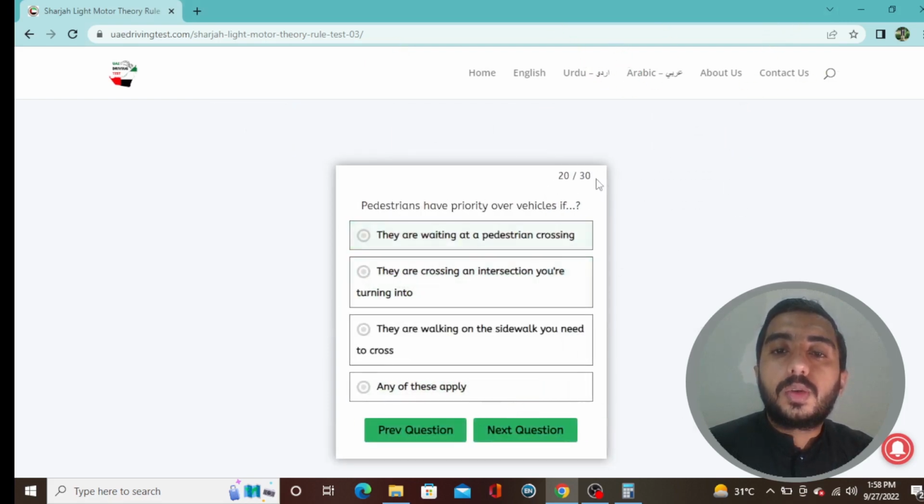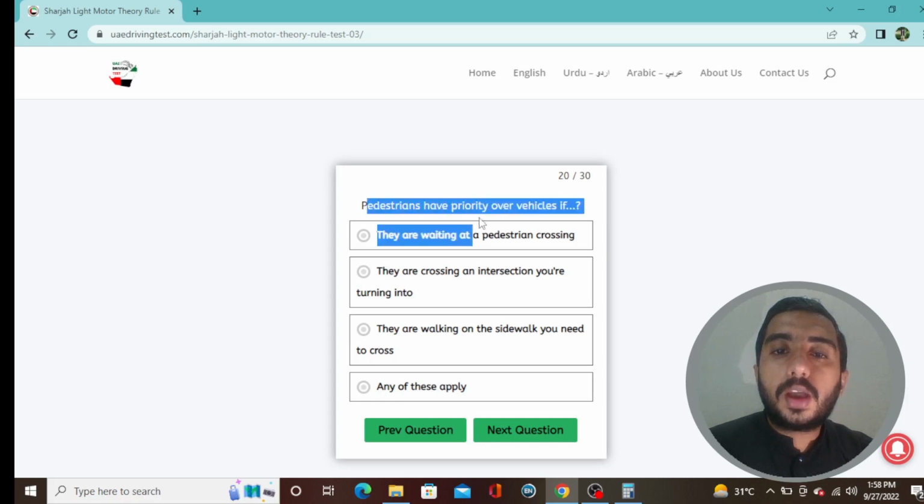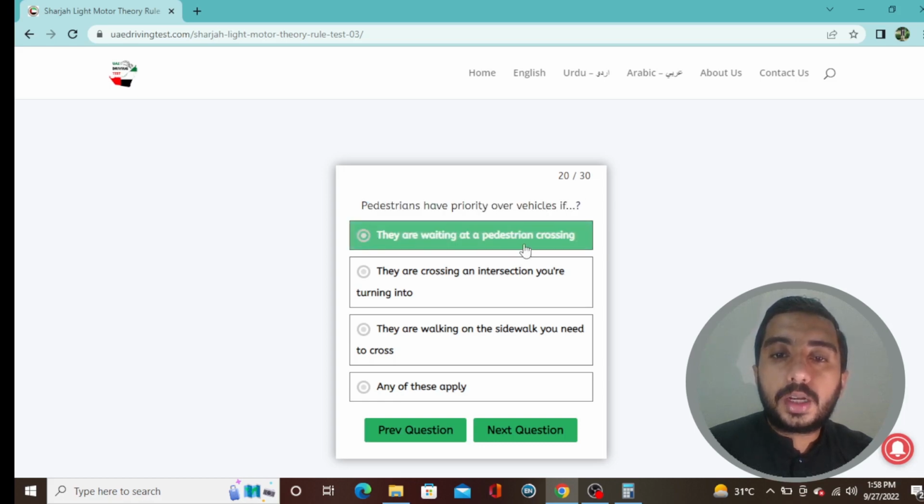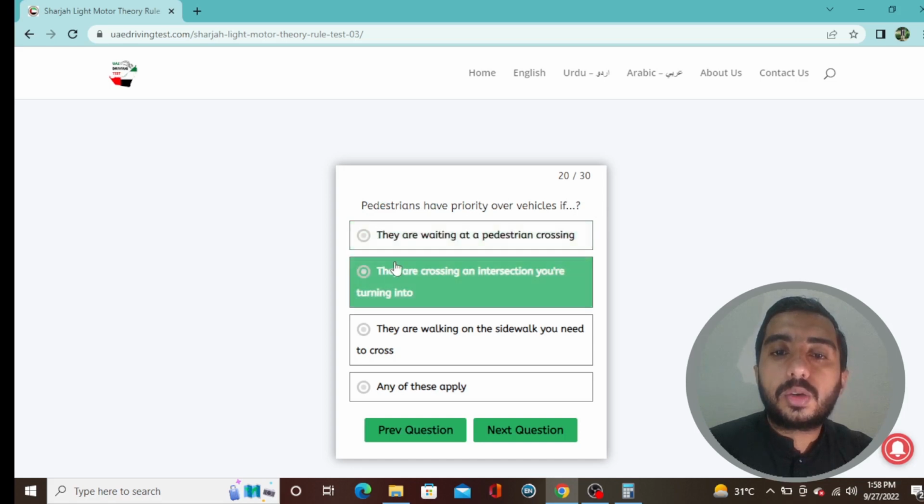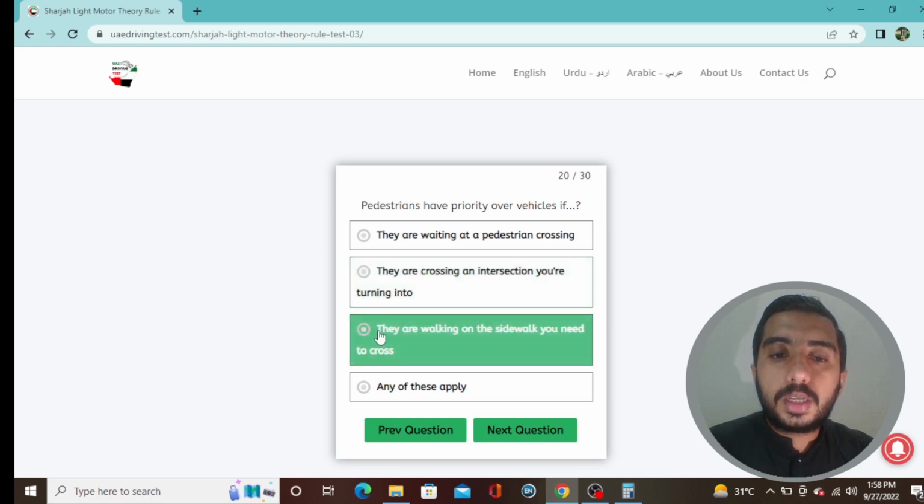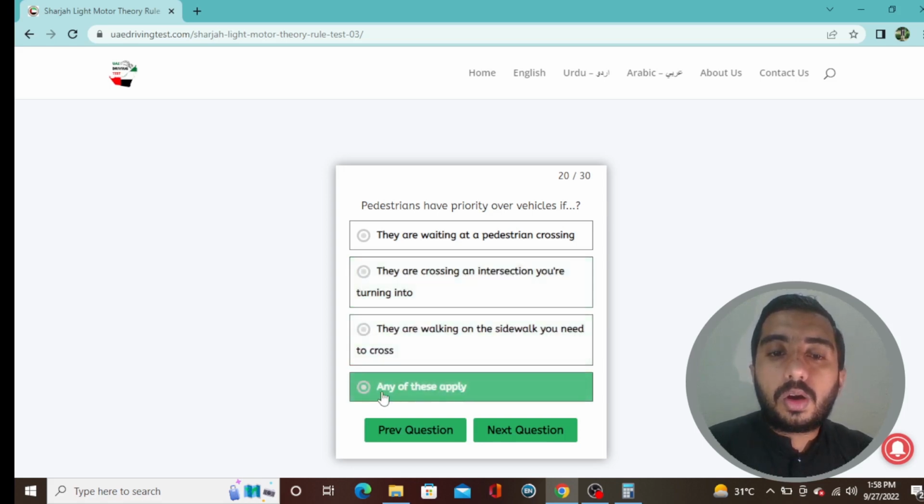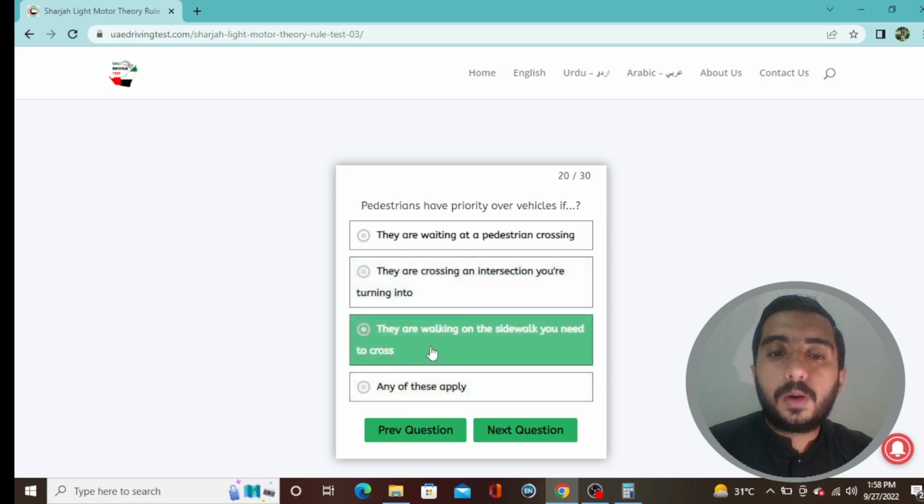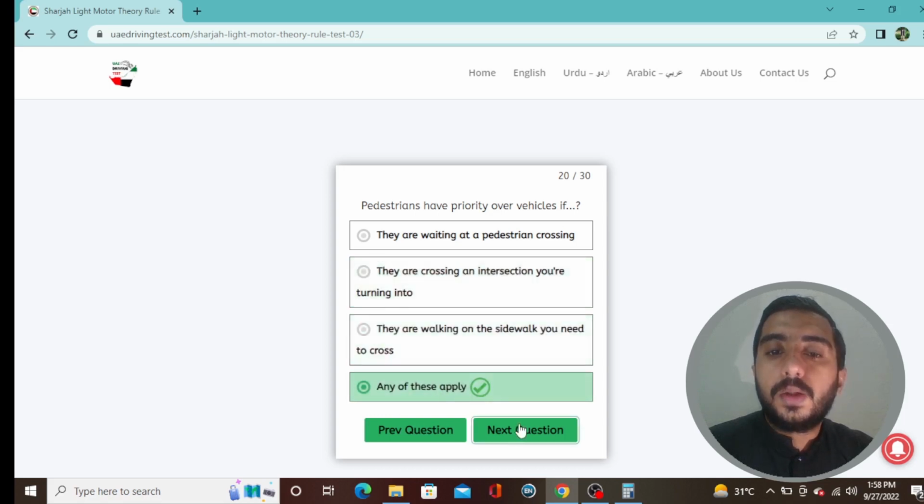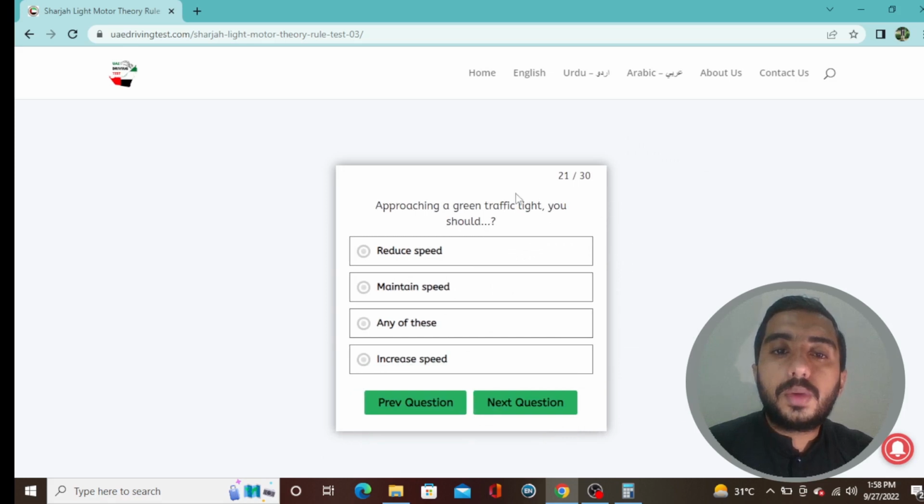Next question. Question number 20 is, pedestrians have priority over vehicles if they are waiting at the pedestrian crossing, they are crossing in intersections you are turning into, and option C is, they are walking on the sidewalk you need to cross. All of these apply. Option D is the correct one. Next question. Question number 21 is, approaching a green traffic light, you should reduce speed. Option A is the correct one.